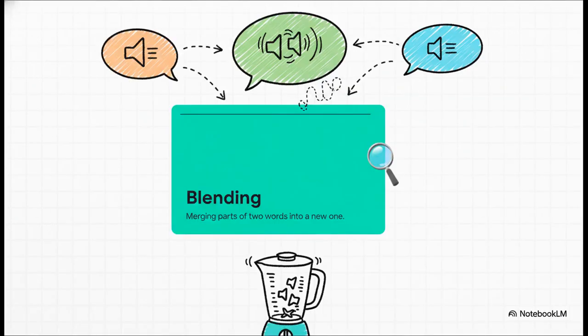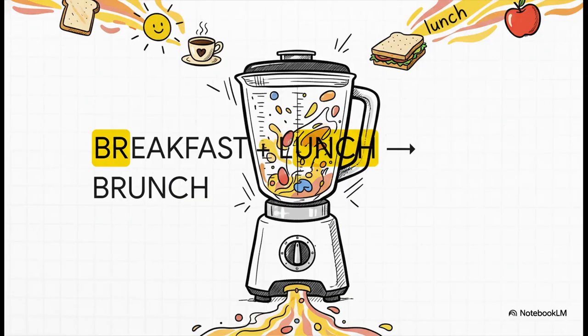Next up is blending. Now this is kind of like making a word smoothie. You don't just stick 2 words next to each other. You actually chop them up and merge the pieces into one new, delicious word. And the most famous example, of course, is brunch, from combining breakfast and lunch. Or how about smog, from smoke and fog? It's super efficient and, let's be honest, it creates some really catchy words.